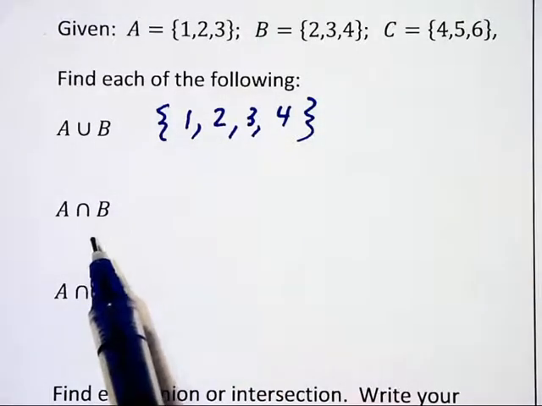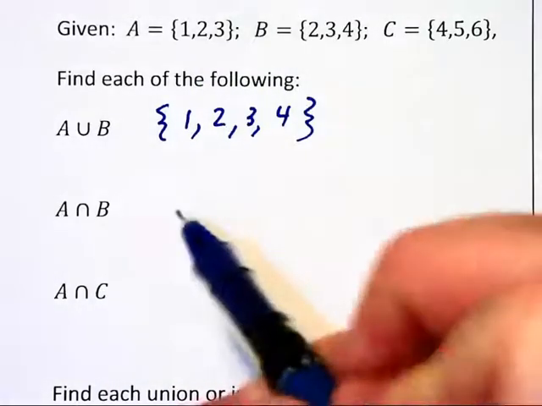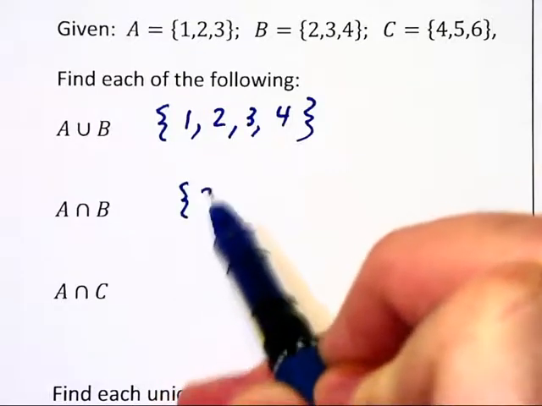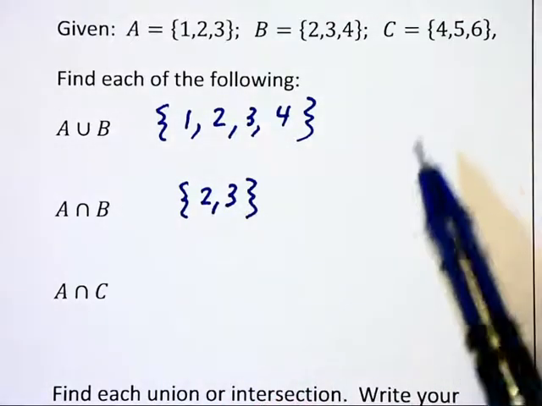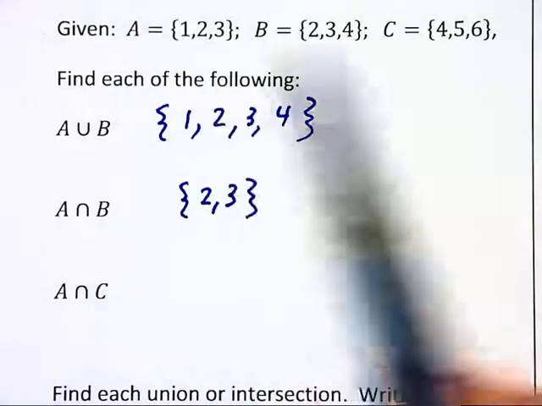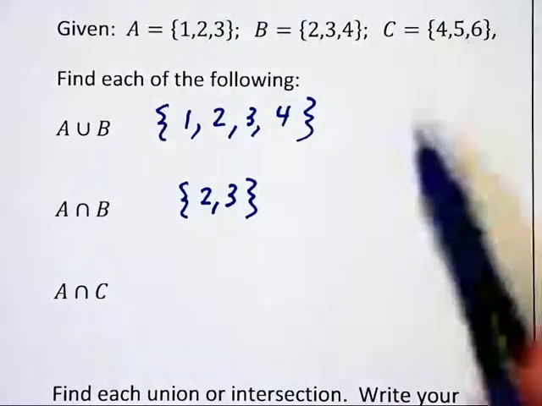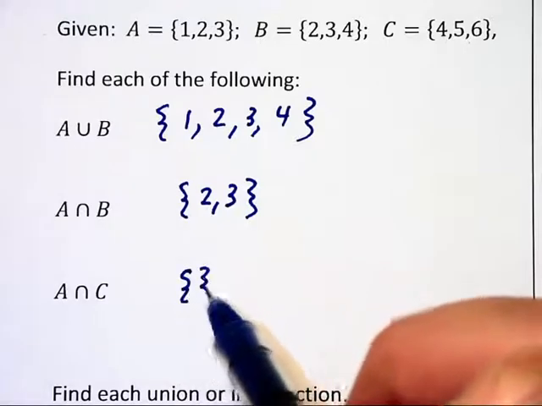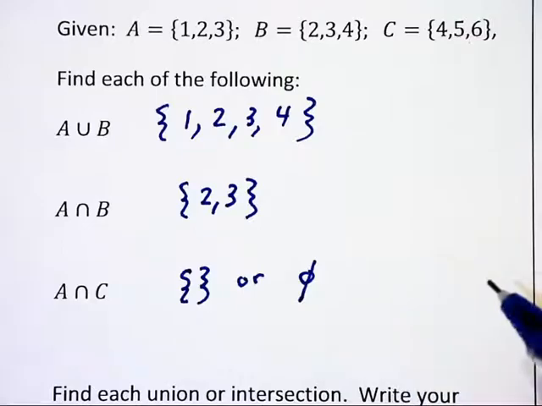The intersection of A and B asks me to find where they overlap, and they overlap at the numbers 2 and 3. What is the intersection of A and C? Well, 1, 2, 3, and 4, 5, 6 have nothing in common, and so this is going to be either the empty set or the null set.